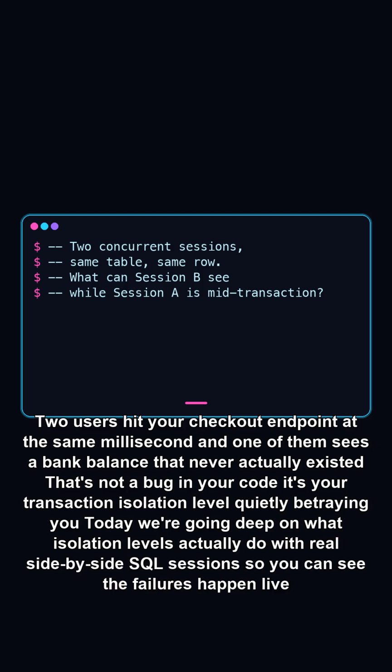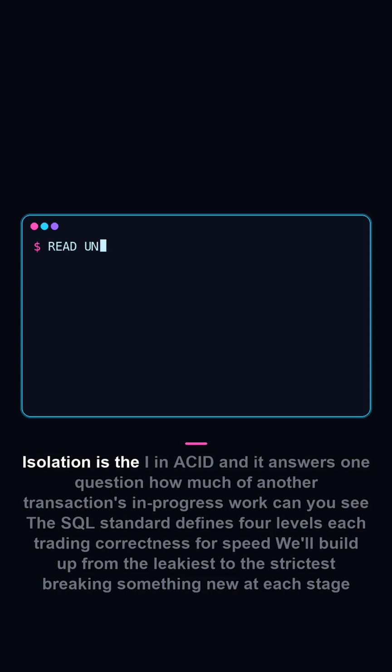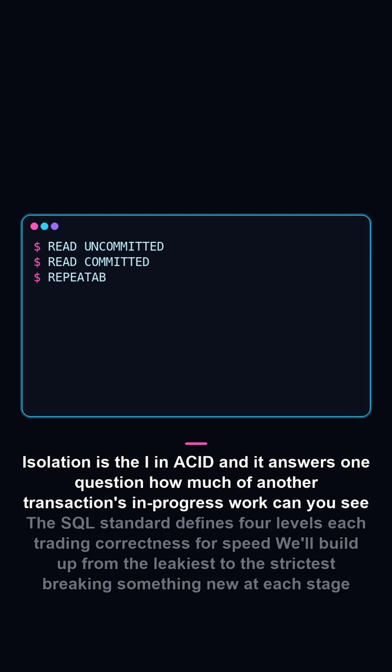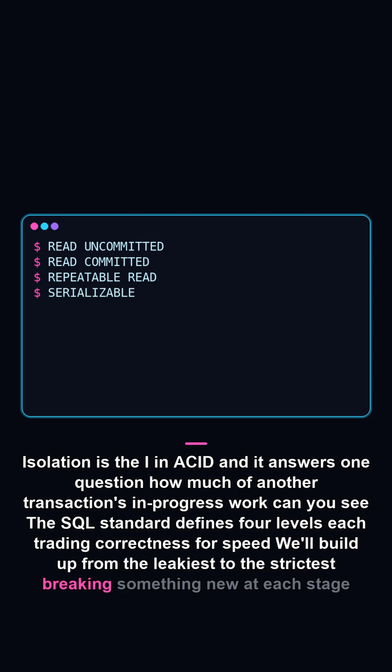failures happen live. Isolation is the I in ACID, and it answers one question: how much of another transaction's in-progress work can you see? The SQL standard defines 4 levels, each trading correctness for speed. We'll build up from the leakiest to the strictest, breaking something new at each stage.